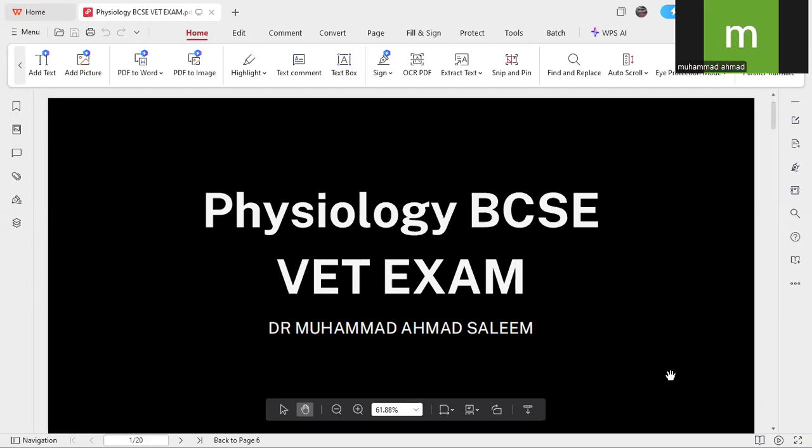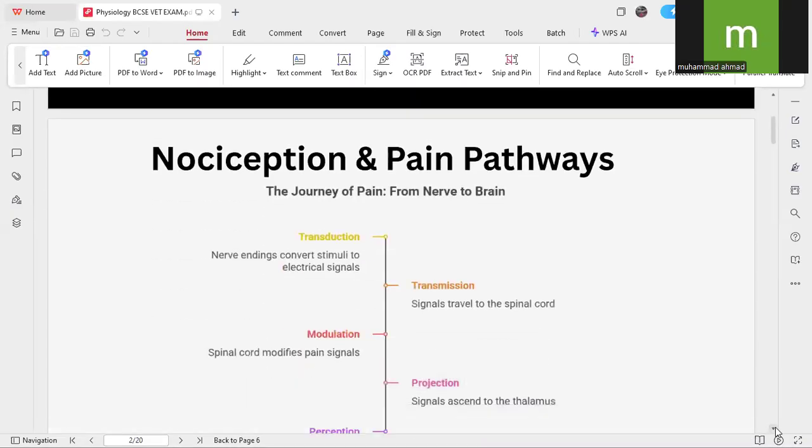Let's break this down step by step to ensure we will understand the concept. As you can see from this diagram, the process is quite straightforward. Nociception and painful pathways: the journey of the pain from nerve to the brain. First step is transduction, transmission, then modulation, projection, and perception.